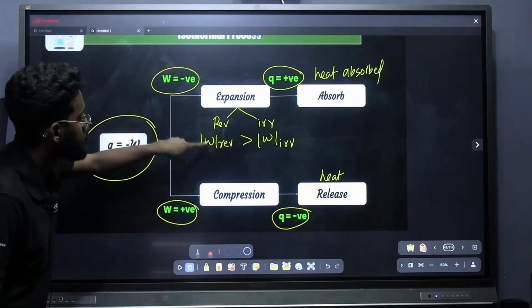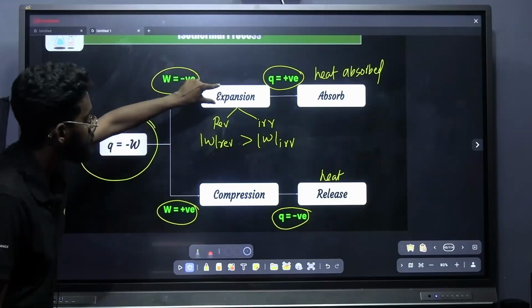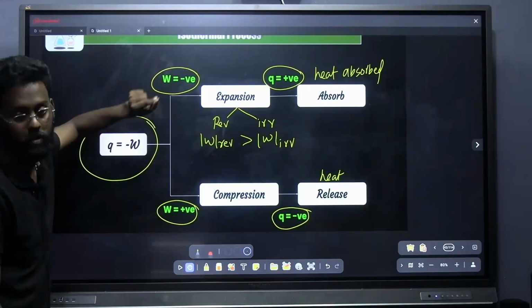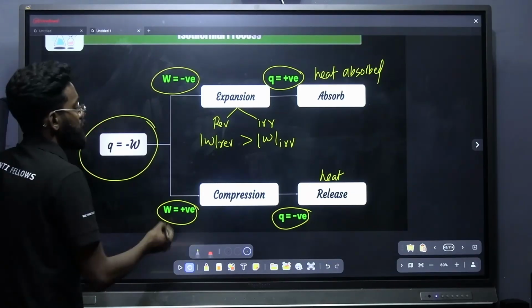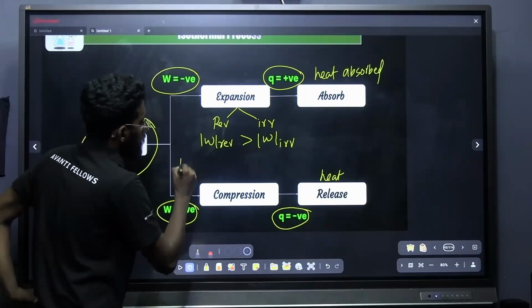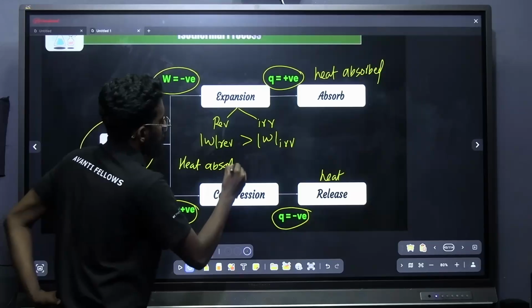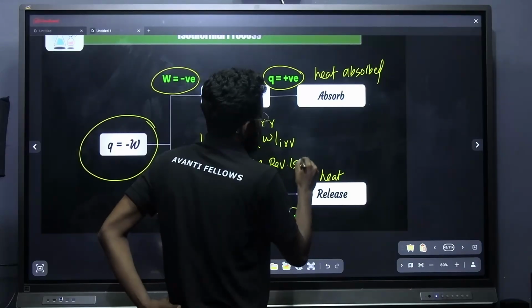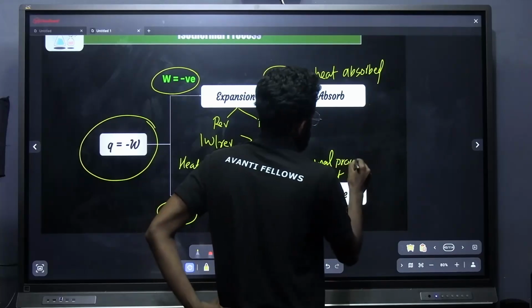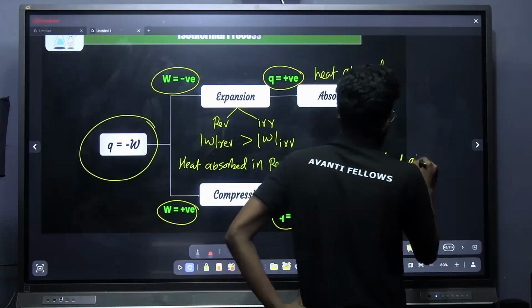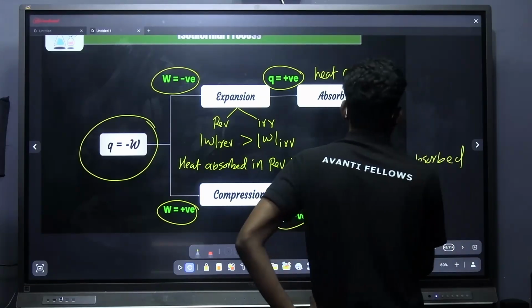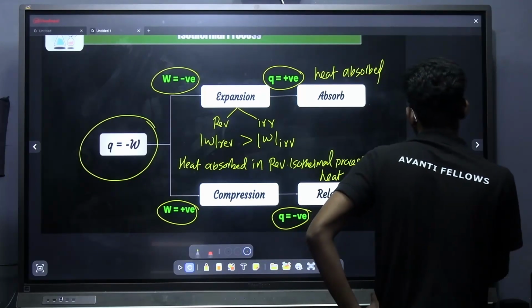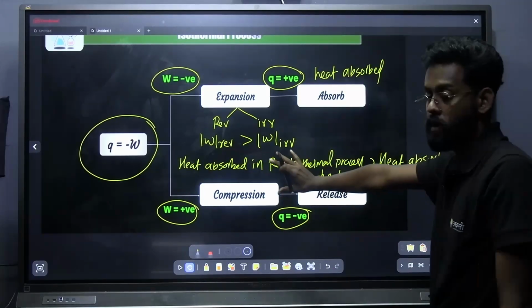If the reversible work done is more, it means during the reversible expansion more heat will be needed to absorb. We need to absorb more heat, then only we can keep the temperature constant, because it is an isothermal process. So because of that, I can say heat absorbed in reversible isothermal process is greater than heat absorbed in irreversible isothermal expansion. There is no numerical thing here, the only thing is understanding. So it's a very important one.